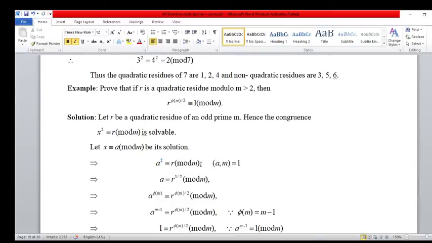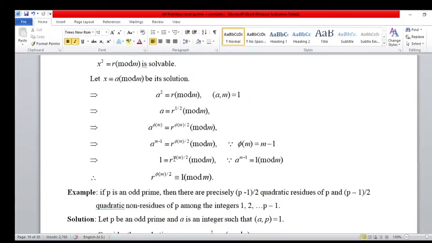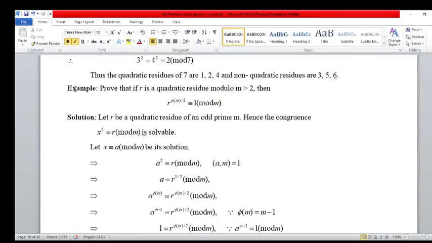So a square is equal to this, where a and m are relatively prime. Now we take the power phi m on both sides, substitute the value of phi m, and rearrange this equation. This gives a raised to the power phi m upon 2 congruent to 1 mod m. So this is the solution of this example.